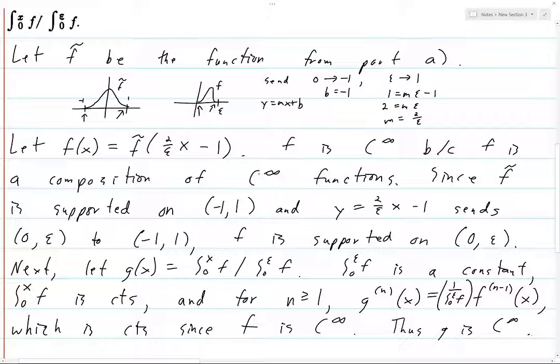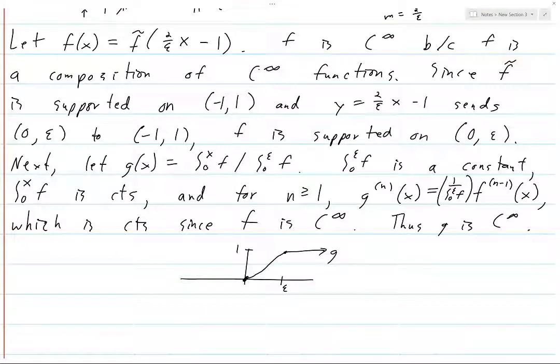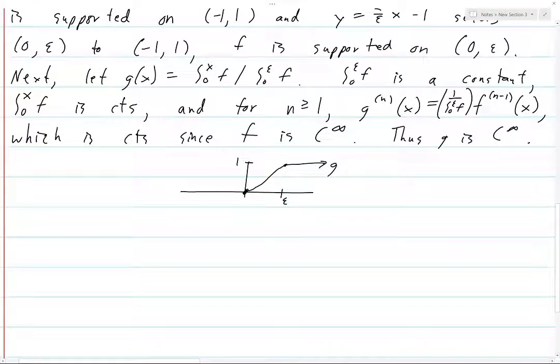If you're to the left of 0, it's just 0. If you go from 0 to epsilon, the function will increase to 1, and then if you go to the right of epsilon, you'll be at 1. So we're trying to prove that g looks like this, so let's prove this.